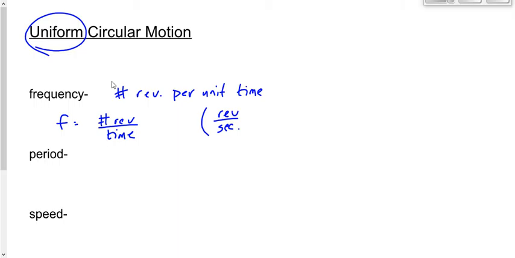What's the other set of units that we use that means the same thing as a revolution per second? Hertz, good. So 1 revolution per second is equal to 1 hertz. Yep. Good question there, just asked by Cameron.